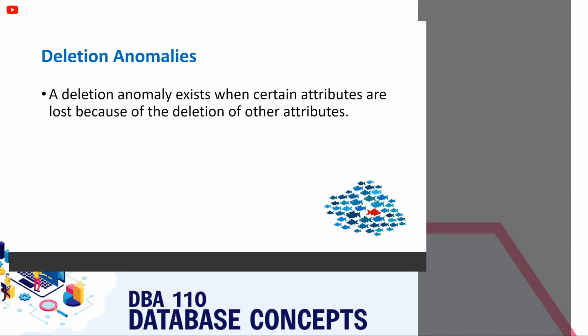A deletion anomaly exists when certain attributes are lost because of the deletion of other attributes. And so again, one of the things that we'll talk about are functional dependencies and transitive dependencies once we start talking about our normal forms. And when we think about a functional dependency, it's basically a dependency that is dependent on the topic of the table.